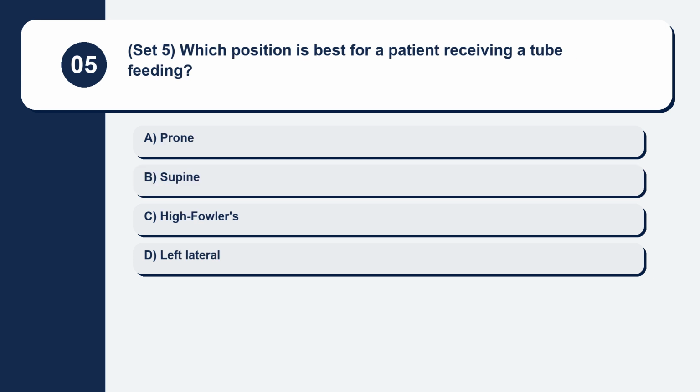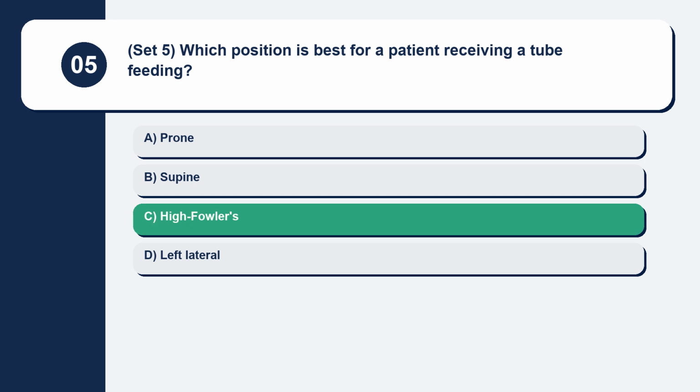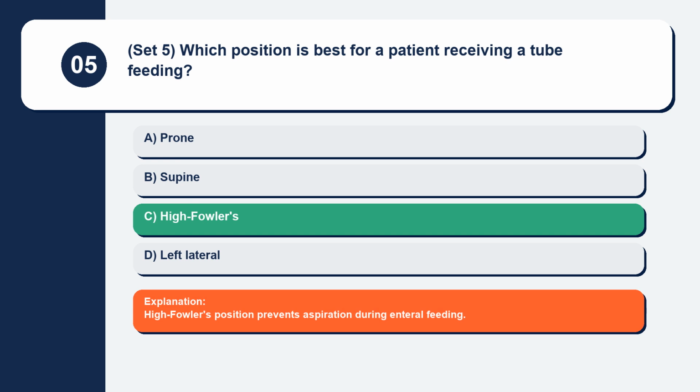Question 5, Set 5. Which position is best for a patient receiving a tube feeding? Prone, supine, high Fowler's, left lateral. High Fowler's position prevents aspiration during enteral feeding.